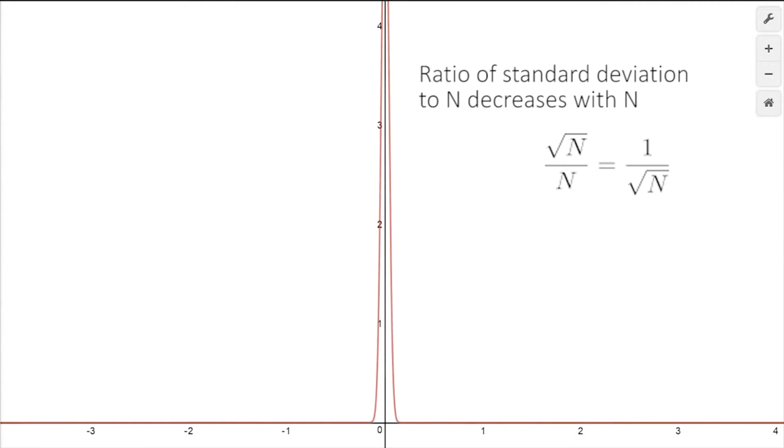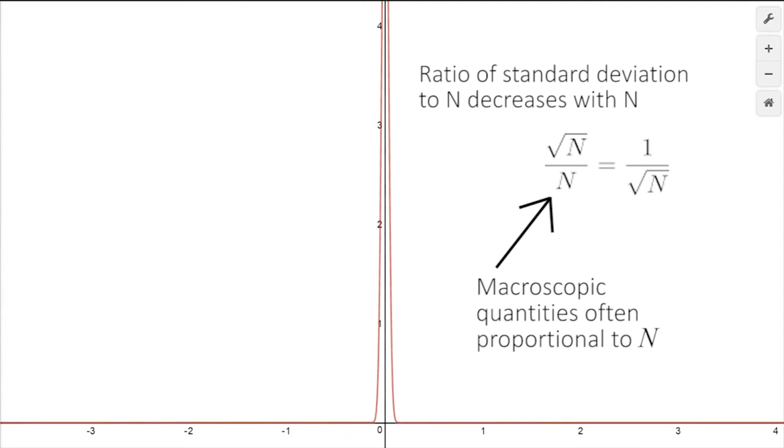We are interested in the ratio with respect to n because macroscopic quantities are often proportional to n, so this result means that our uncertainty in these quantities will decrease relative to these quantities as we increase the size of the system, like the number of particles.